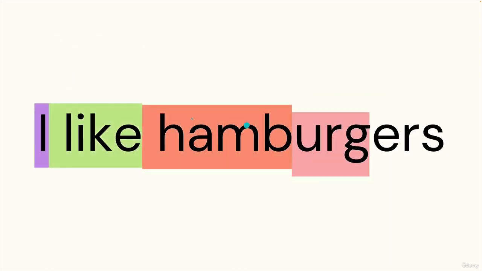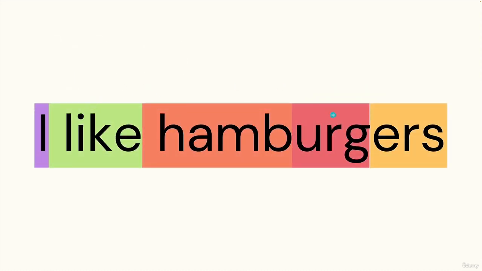So if I feed in the piece of text, I like hamburgers, that is 3 words? 1, 2, 3. But this is actually how it's split into tokens, and I'll show you how you can view this. So this is its own token, and then space like is a token.